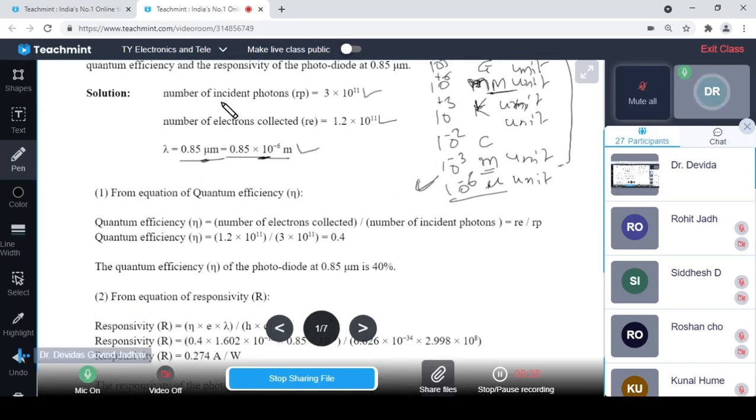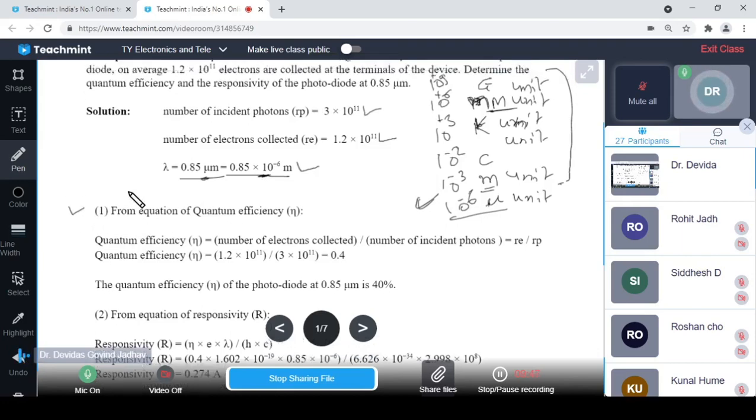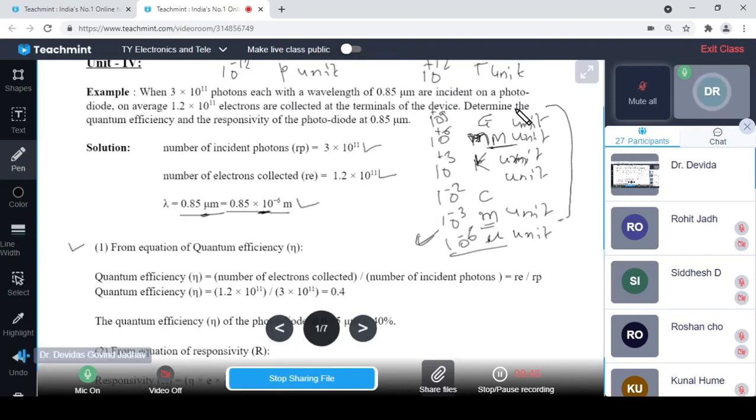So the number of incident photons Rp is 3 into 10 raised to 11. The number of electrons collected is 1.2 into 10 raised to 11. These are just numbers, they have no unit. Then lambda is 0.85 micrometer, that is 0.85 into 10 raised to minus 6 meter. Then first, what is asked? Determine the quantum efficiency and responsivity of the photodiode at 0.85.